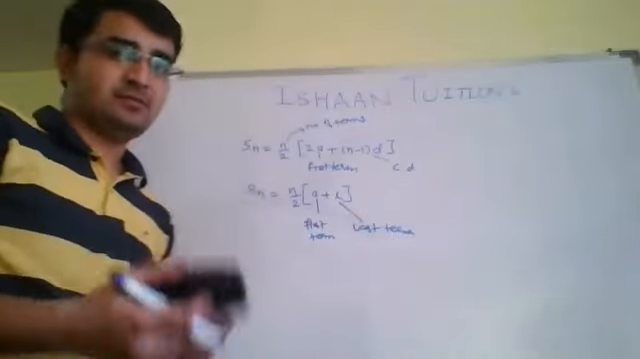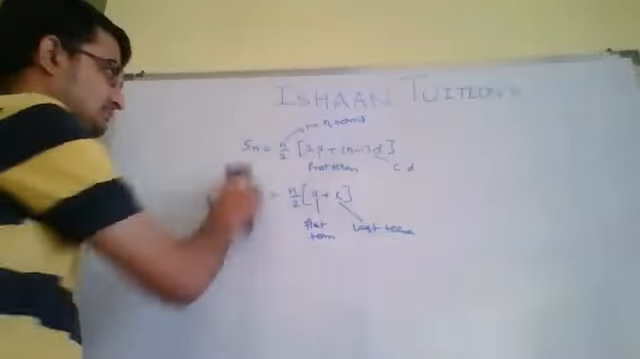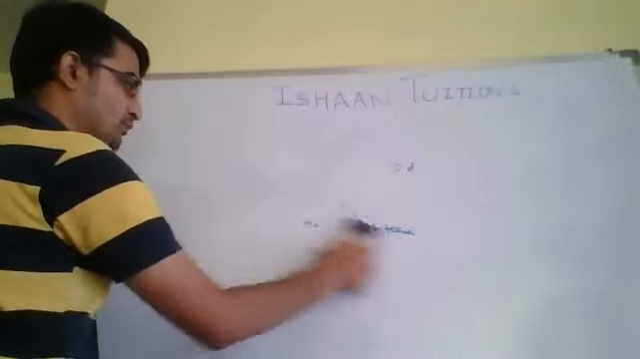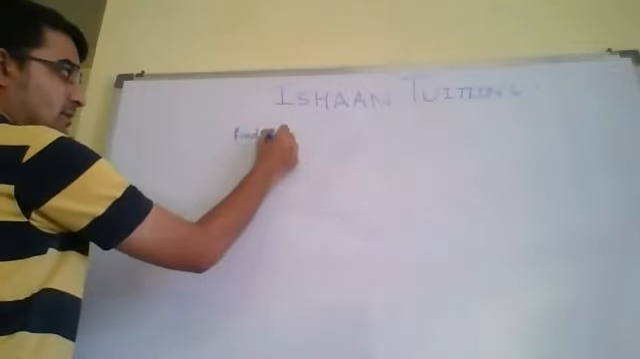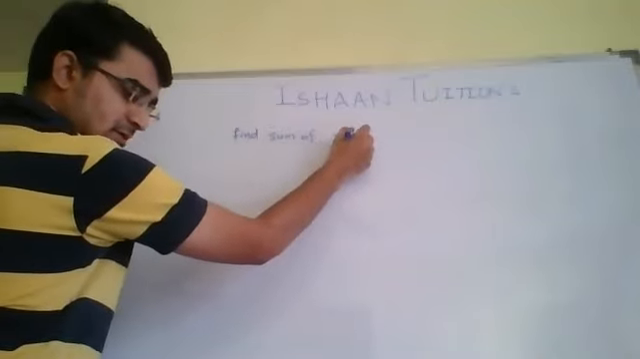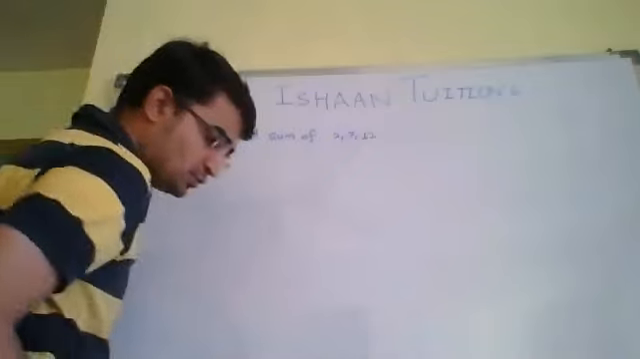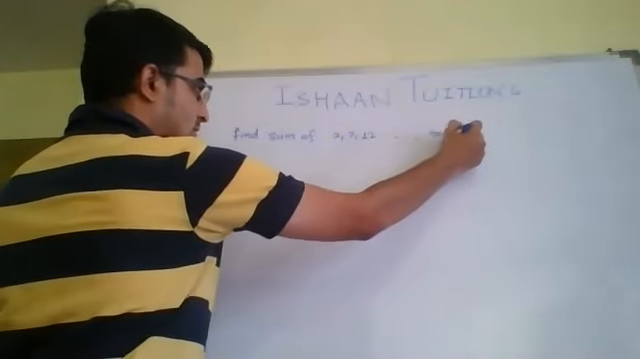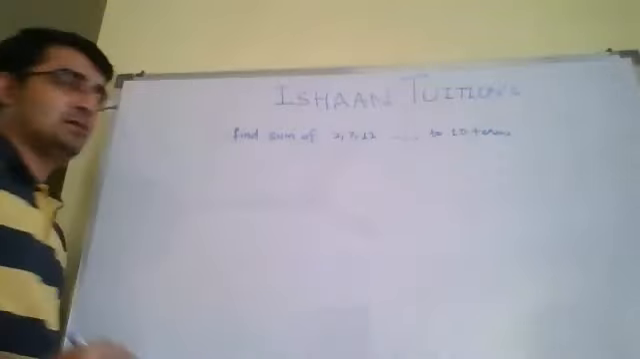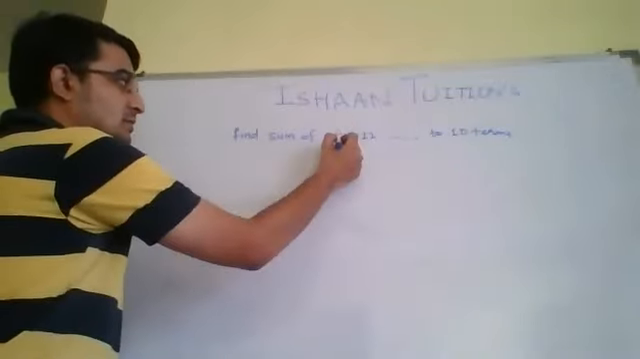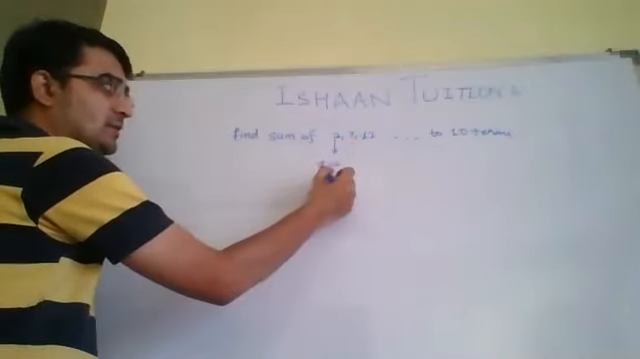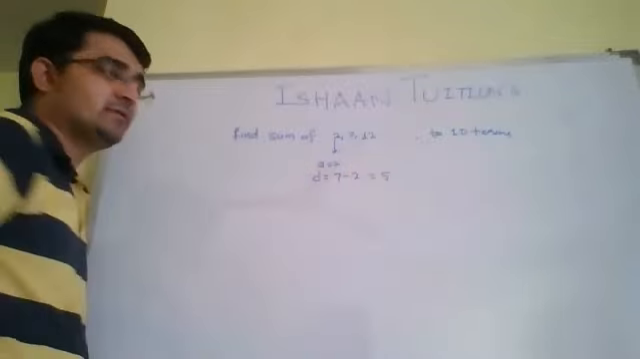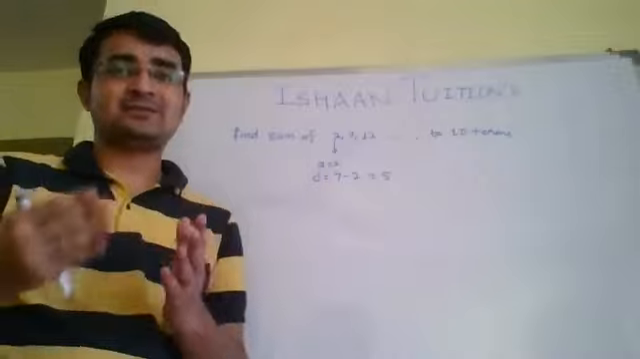Let's take one example. I'll be explaining all the different types, including difficult types. So the first question is like this: find the sum of 2, 7, 12 up to n terms. As you can see, this is your first term, a is equal to 2. What is the common difference? How to find the common difference? It is 7 minus 2, which is equal to 5. 12 minus 7 is also 5, so you can cross check as well.